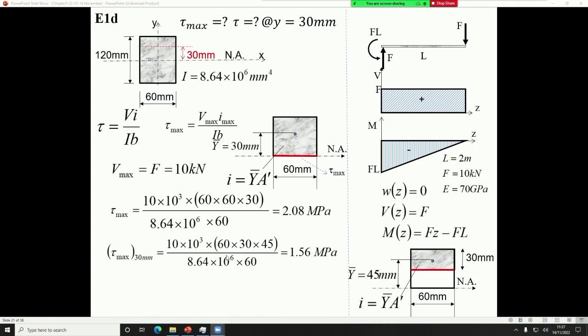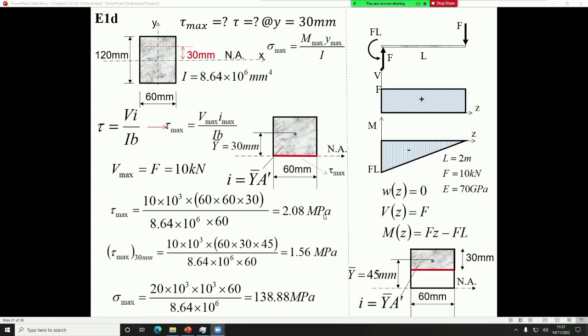But what do we get out of this? This is what we did earlier. We found the maximum normal stress, which is 138.88 megapascals. I would like to compare the maximum normal stress and maximum shear stress. Do you agree that, if you're designing this beam, if it is a solid section, in comparison with the 138, this is negligible. It's small. So when you're designing a solid section or a thick walled section, the value of the flexural shear stress is negligible, so you can ignore it in your design.